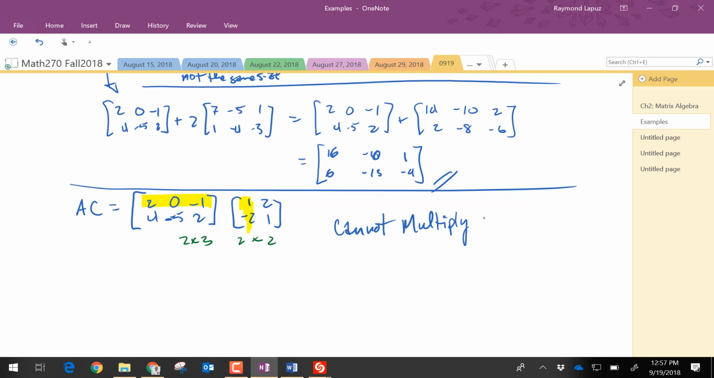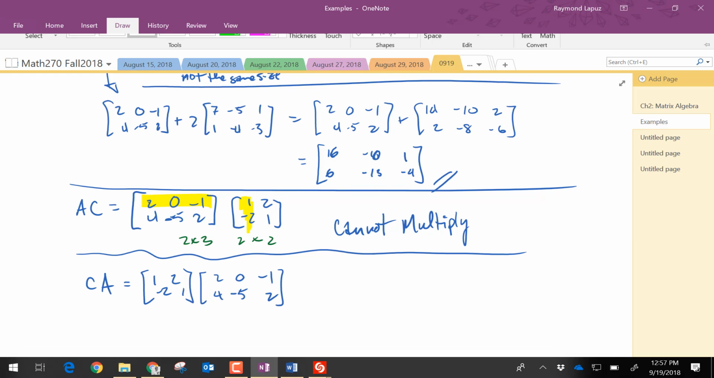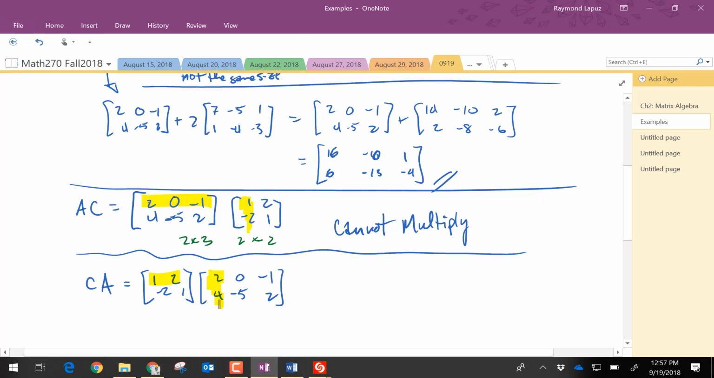Yeah, if it was a 3 by 2. Or even if we do it this way, C times A, if we switch the order, and we got 1, 2, minus 2, 1, and 2, 0, minus 1, 4, minus 5, 2. And we could take a look at multiplying a couple of vectors element by element here.